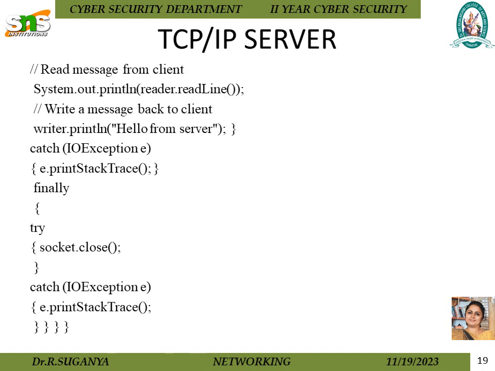Here we have the program which writes back to the client by using the writer object, writer.println, and we put the message inside double quotation marks. If there is any error, it can be caught using catch IOException e. Finally, it works like the try and catch method. So try and catch handles input-output exceptions.